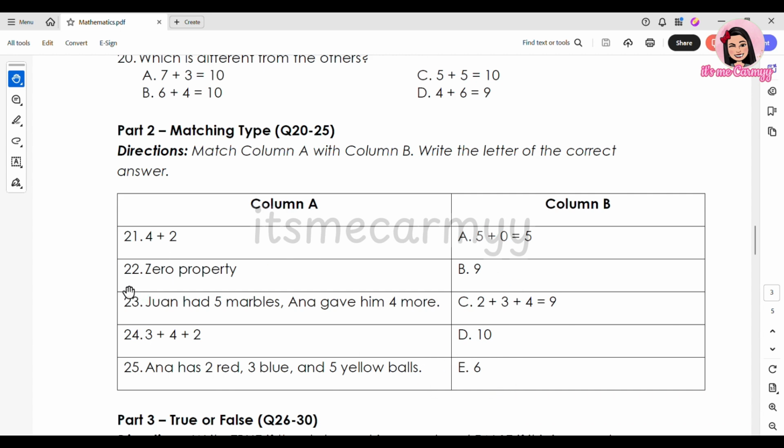6. 22. 0 property. 5, 4, 3, 2, 1. The correct answer is letter A. 5 plus 0 is equal to 5.